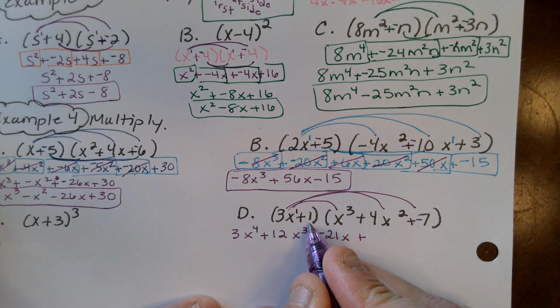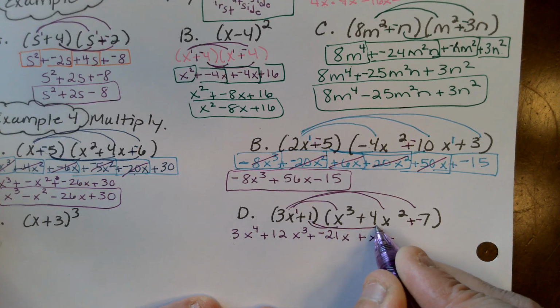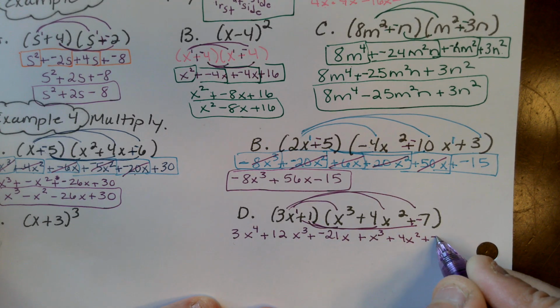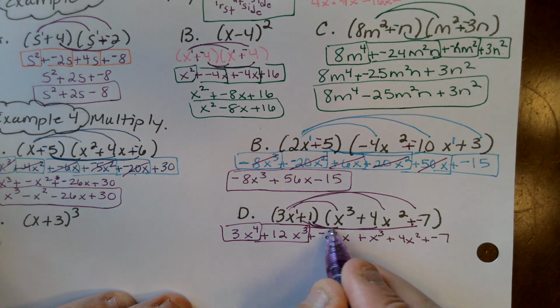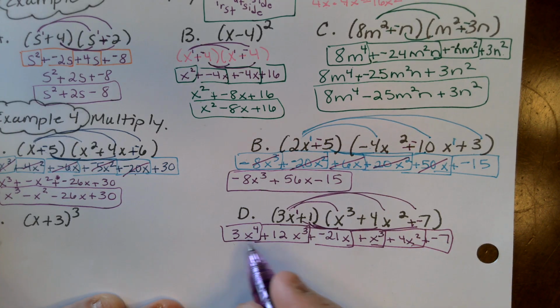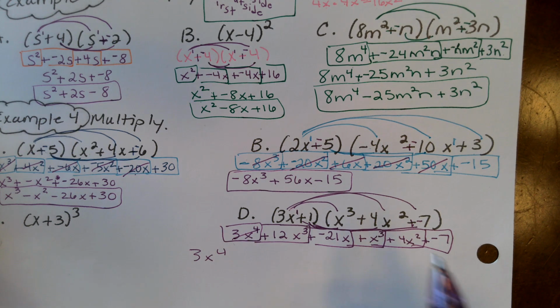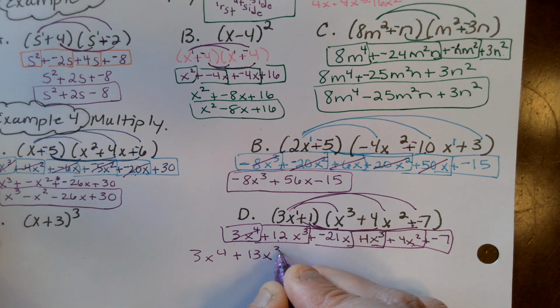Plus, now we're moving inside here, 1 times x to the third, plus 1 times a 4x squared, plus 1 times a negative 7. Box, box, box, box, box, and box. There's only one 3x to the fourth, but there are two x to the thirds. What's before this one? A 1. 12x to the third and 1x to the third is 13x to the third.